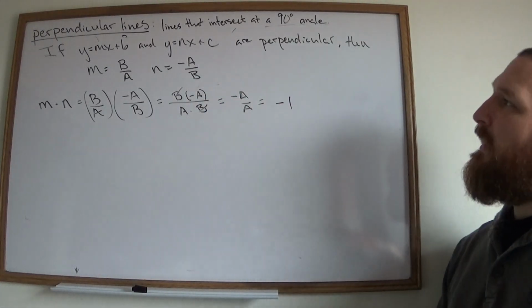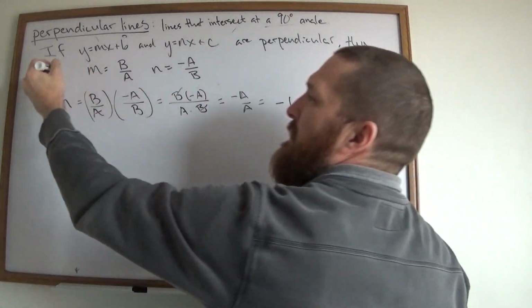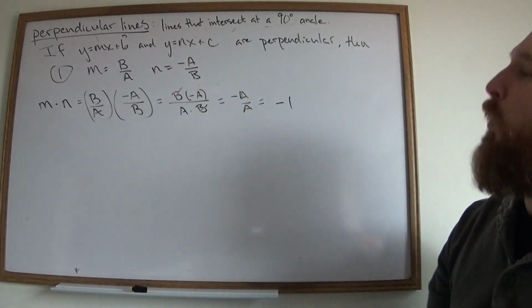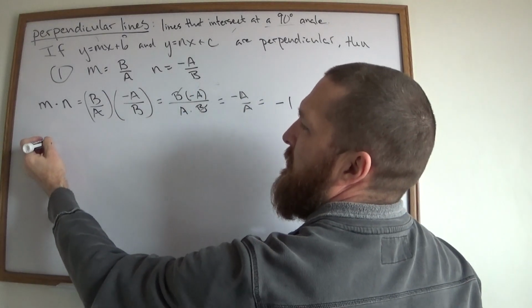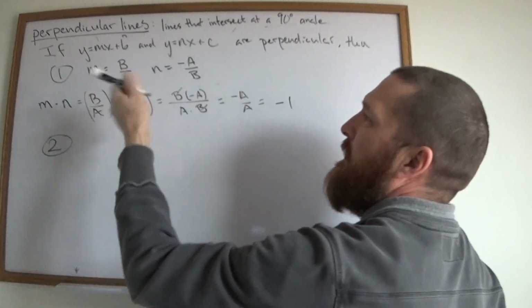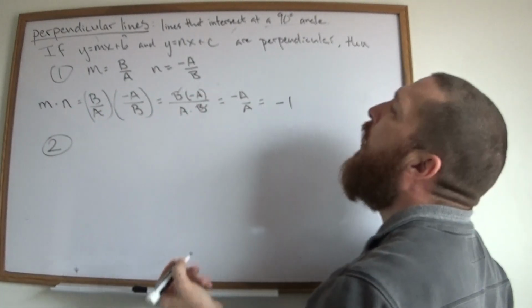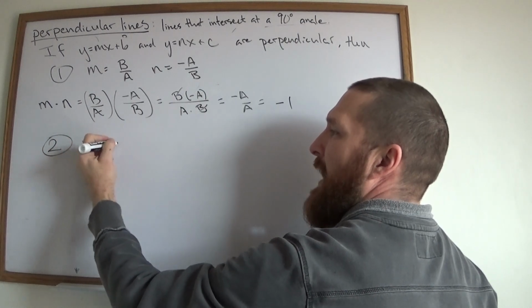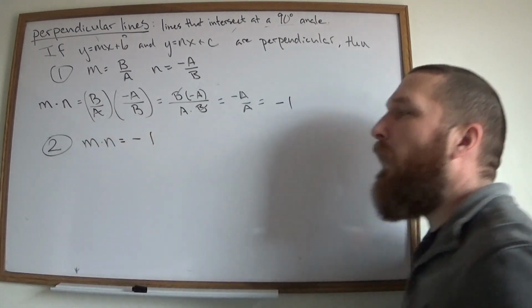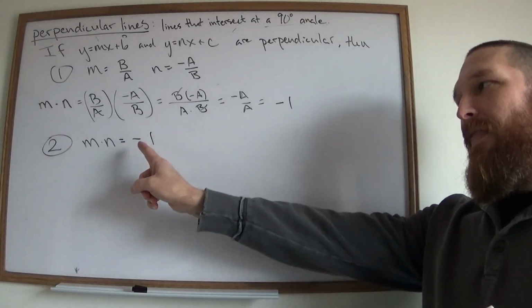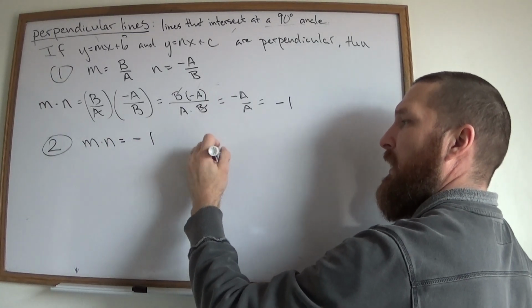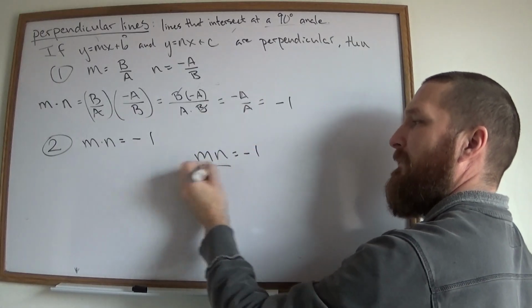So that is another way of saying this. The first way of saying it was m is rise over run and n is negative run over rise. The second way of saying it is that if two lines, mx plus b and nx plus c, are perpendicular, then their slopes, m times n, is equal to negative 1. And if that's true, let's just look at this. I could take this equation, mn equals negative 1, and divide both sides by n.